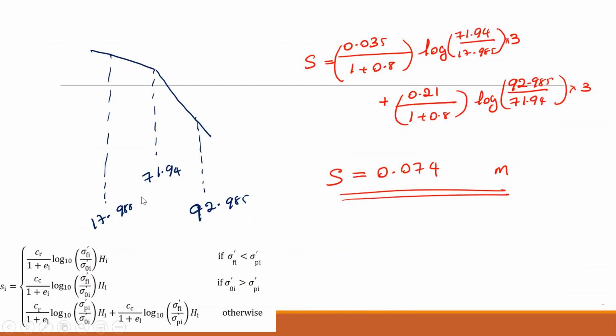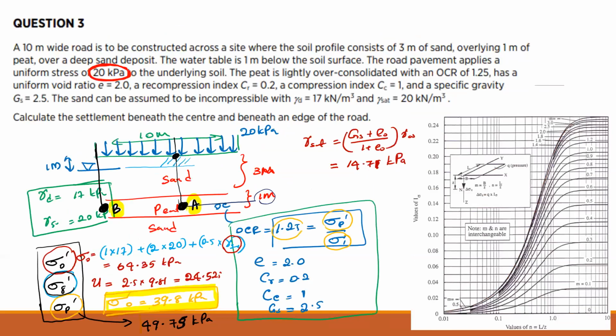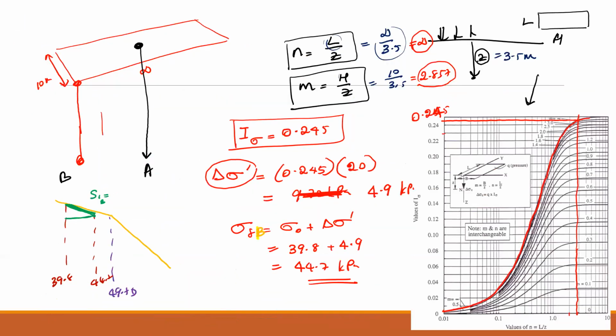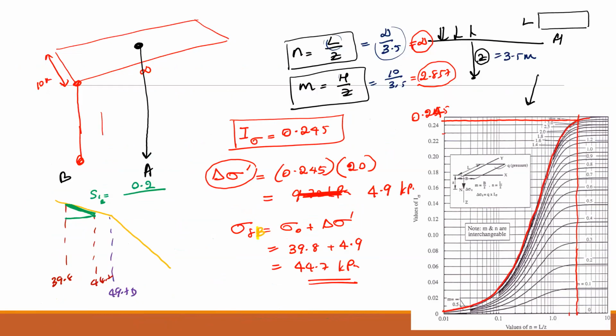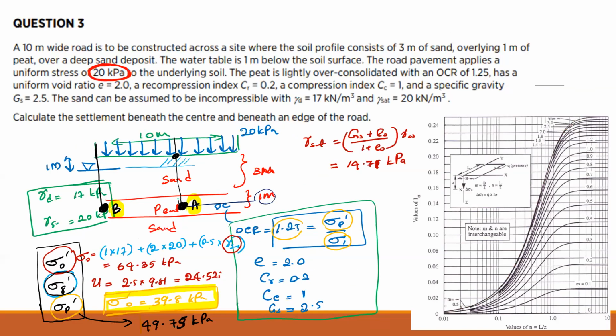Let me put the numbers in the equation and see. CR divided by 1 plus e. CR is 0.2. 0.2 divided by 1 plus 2 is 3. Is that right? This is 3. Yeah, log, sorry. Log 44.7 over 39.8. I got 0.00336.